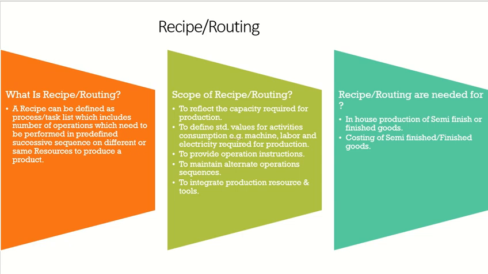So what are the scopes of recipe and routing? To reflect the capacity requirement of production, to determine the standard values like consumption of machine, labor and electricity required for that production, to provide operation instructions, to maintain alternate operation sequences, and to integrate production resources and tools. So recipe and routing are needed for in-house production of semi-finished or finished goods and for costing of semi-finished and finished goods. For more details we will meet in the next video.